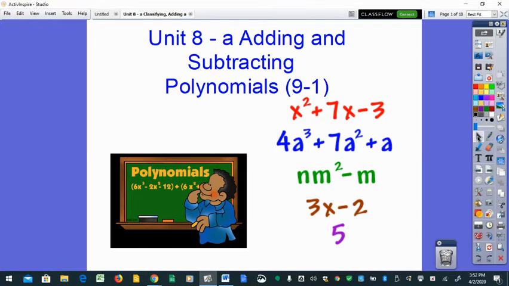Today, it's going to feel like a really big vocabulary lesson with a little bit of adding and subtracting thrown in at the end. So today we're going to do adding and subtracting of polynomials. It's chapter 9 in your books, section 1. But first of all, we have to get some vocabulary under our belts.